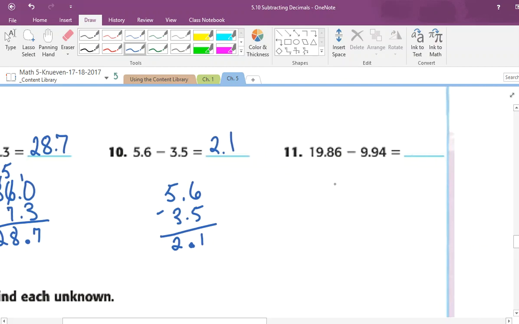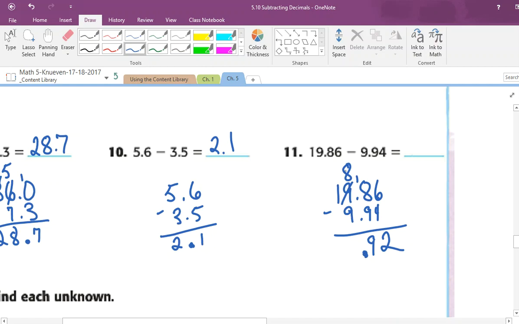And our last one on this set, we have, again, rewrite it vertically. 19 and 86 hundredths minus 9 and 94 hundredths. I subtract, so 4 from 6, I get 2. I can't take 9 from 8, so I have to borrow from the digit to its left, which is a 9, so I borrow, that becomes an 8, and now I have 18. I'm going to subtract the 9 from the 18 first. I get 9, I bring down my decimal point.